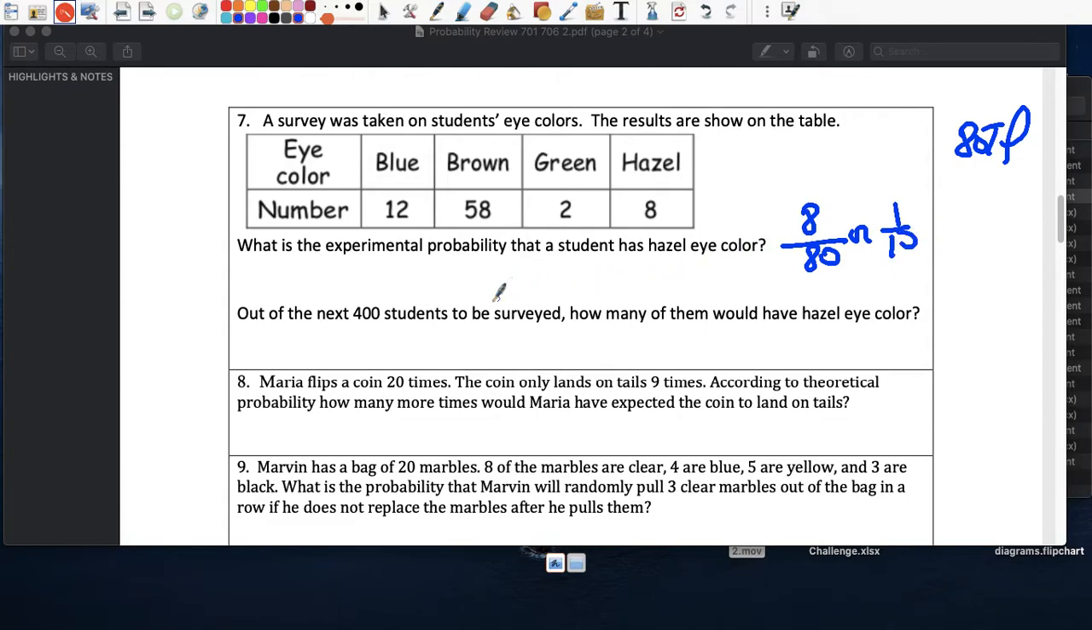So if we get 400 more kids to survey about their eye colors, how many of them would you expect to have hazel eye color? We can use the results of our little experiment to predict how a large population is going to behave. So 1/10 times 400 is just 40. If we check the eyes of the next 400 kids, we expect 40 of them to have hazel eyes.